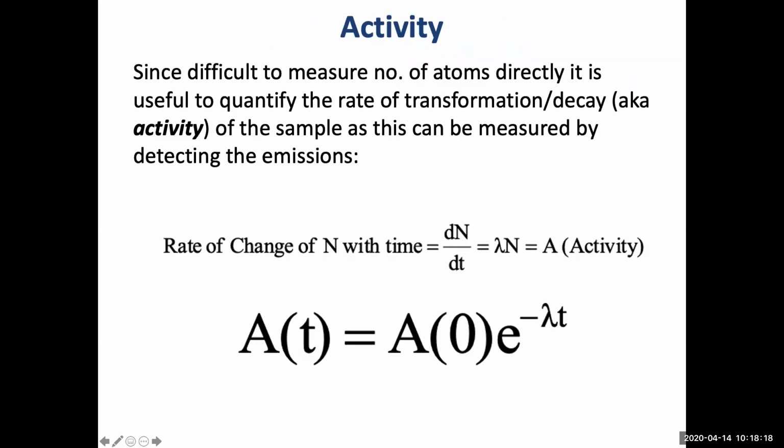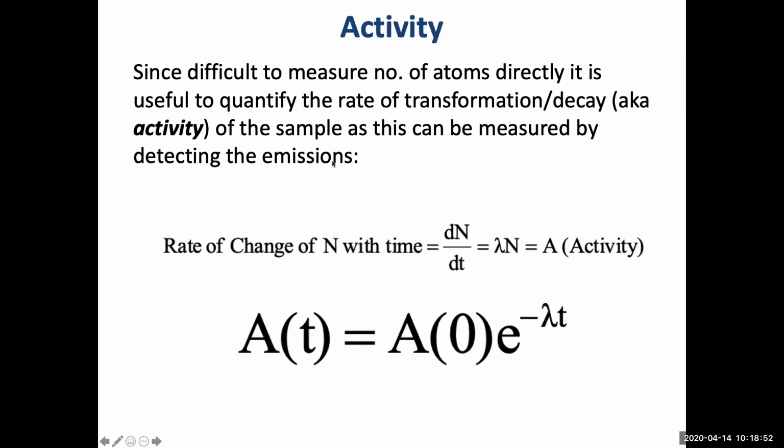Let's talk about the activity now. It's difficult to measure the number of atoms directly, so we cannot say how many atoms decay per time. We cannot count the atoms. So it's useful to quantify the rate of a transformation, or rate of decay, also known as activity. The rate of a transformation is known as the activity of the sample, as this can be measured by detecting the emission.